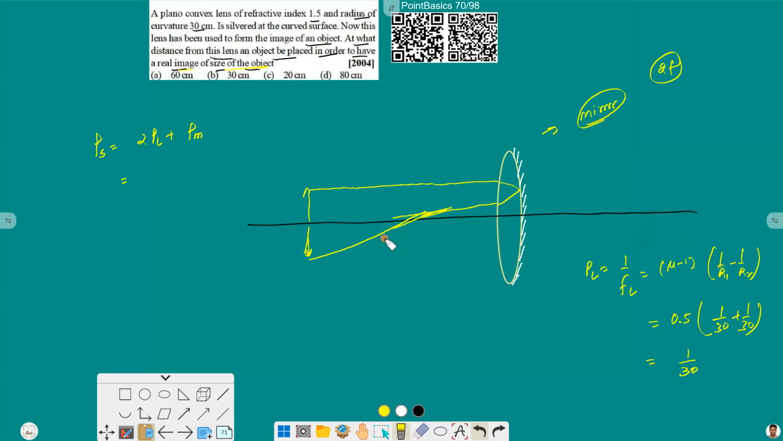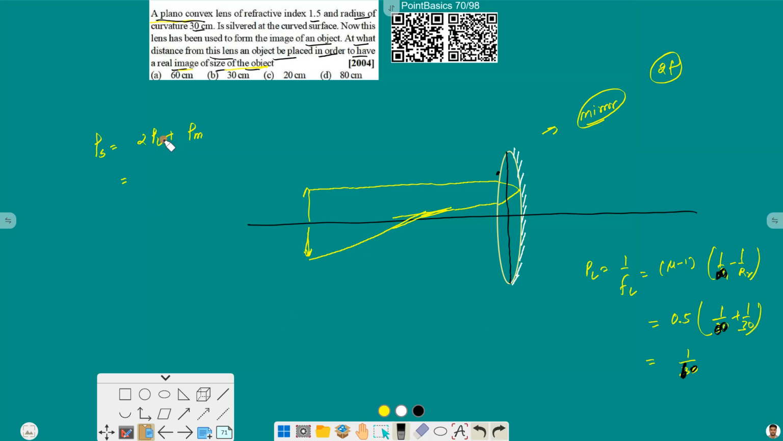So we need to make a correction here, that is, it is a plano convex lens. It is a plano convex lens, so actually lens is like this, there is no this side. So nothing will change, only this first radius of curvature will become infinite. So this will be infinite, and we will get power of lens as 1 by 60.